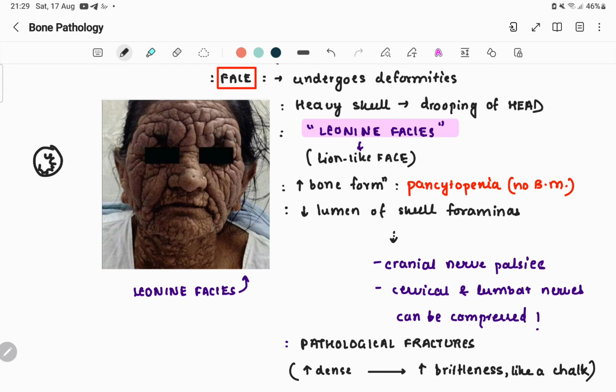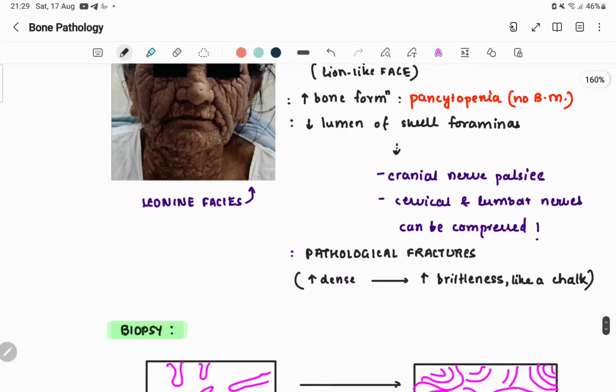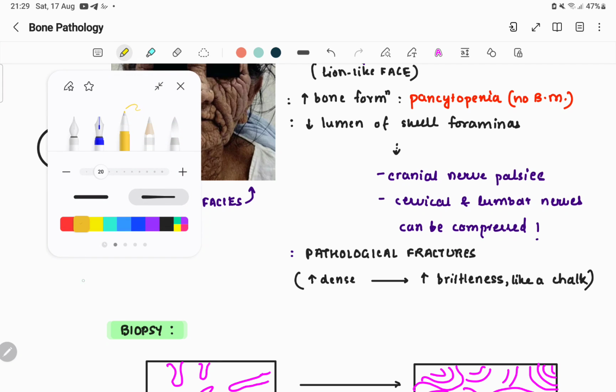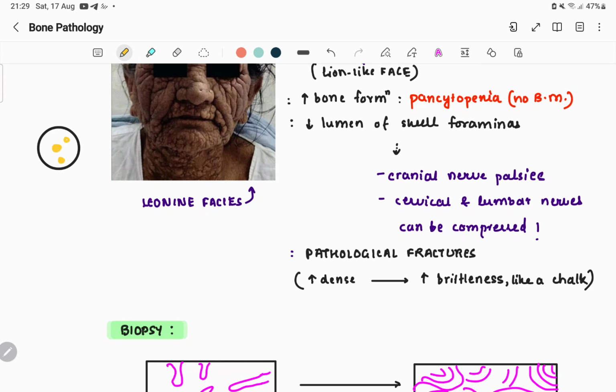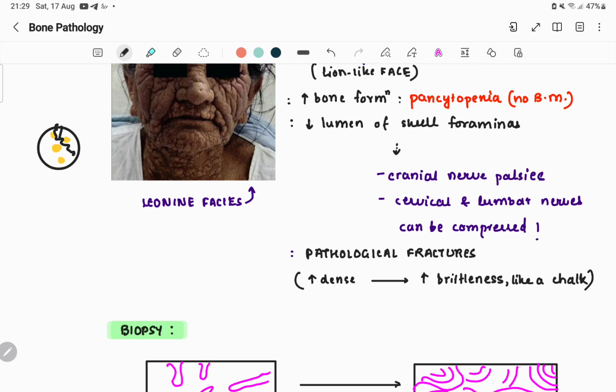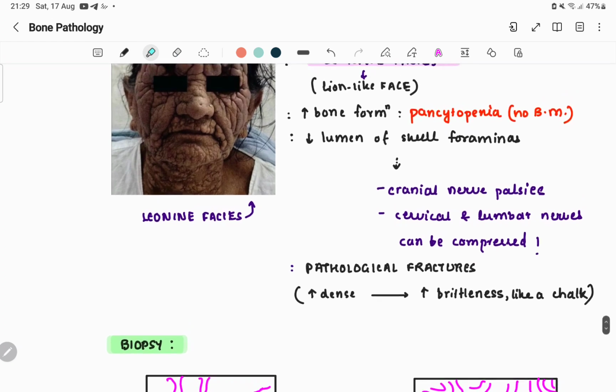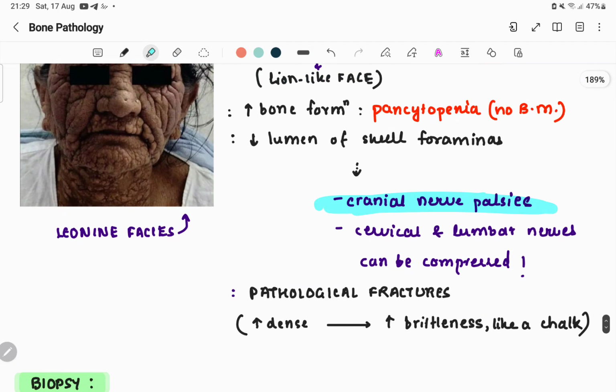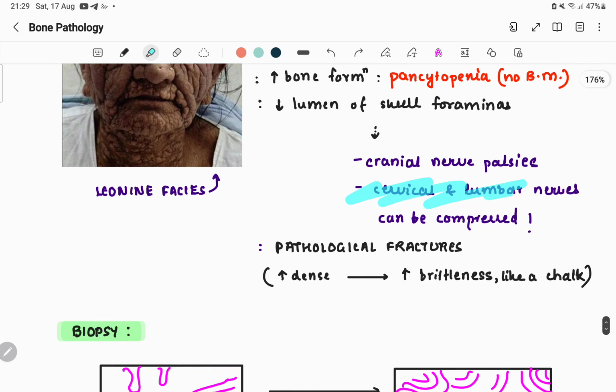Due to excessive proliferation, there will be calcification associated with it. Calcification will occur, and this will lead to nerve entrapment. If this is the skeletal foramina and the nerve is going through like this, in a cross-sectional view, with excessive proliferation there is nerve entrapment. Cranial nerve palsies will occur, and cervical and lumbar nerves can be compressed.